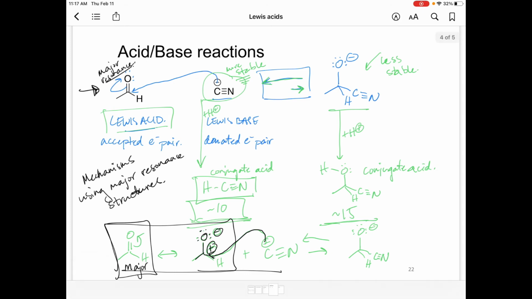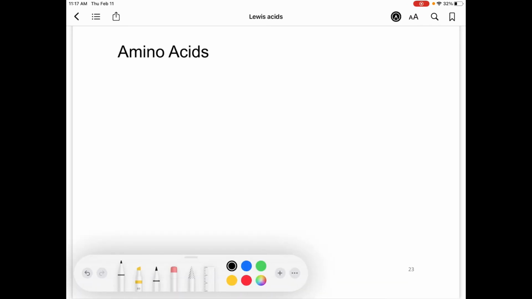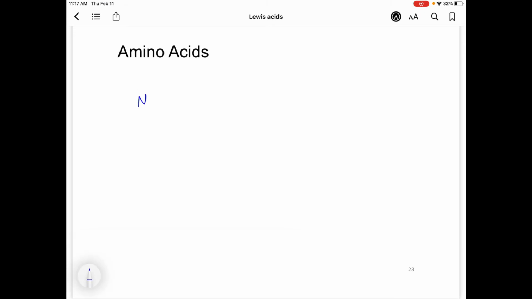There's one other topic I want to go over, which is amino acids. So let's just draw a generic amino acid. We're going to jump back to our Bronsted-Lowry acid-base reactions here. So I'm just going to draw glycine.